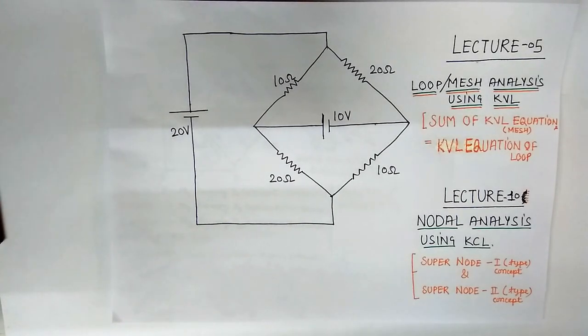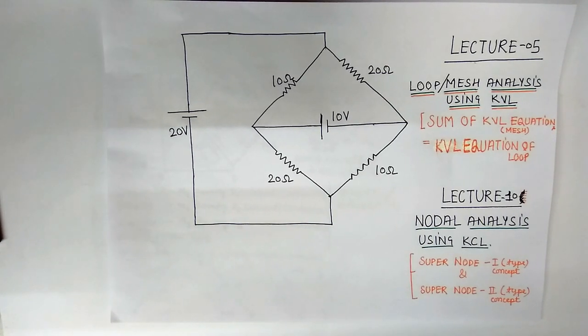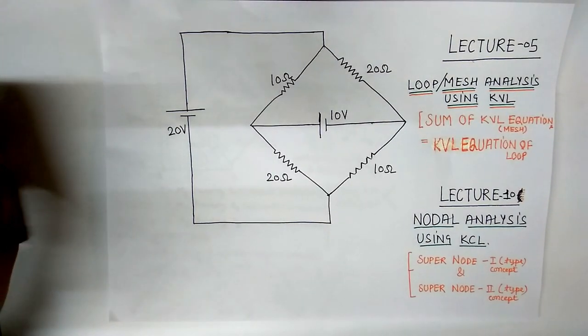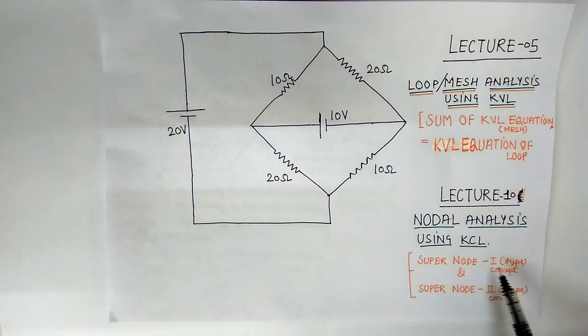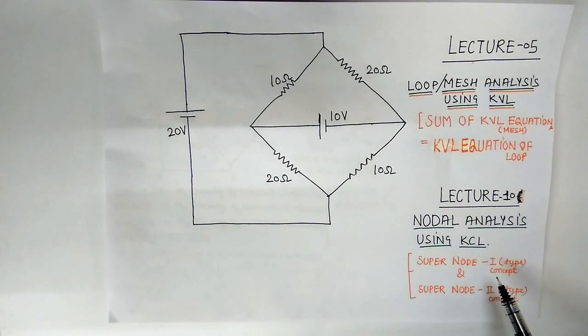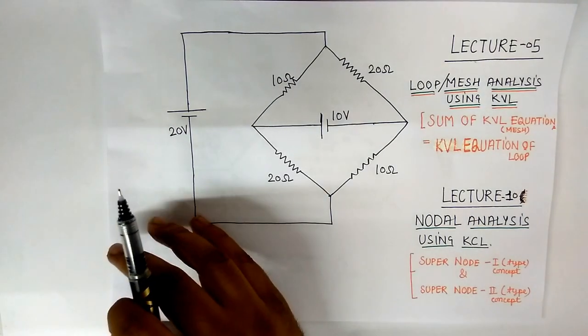Back. We are proceeding here for lecture number 5. This is quite an interesting problem. That's why we will solve this problem again in lecture number 10 using nodal analysis by supernode concept 1 and supernode concept 2. We will discuss it later on. Now here we are solving this problem of circuit theory by loop or mesh analysis using Kirchhoff voltage law.